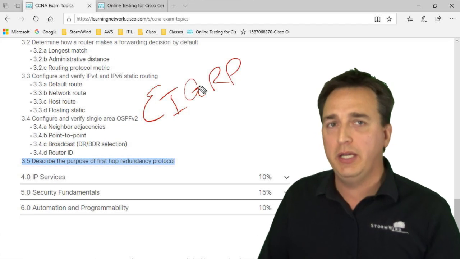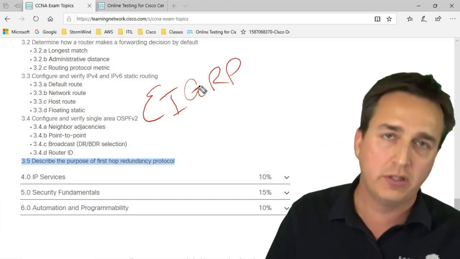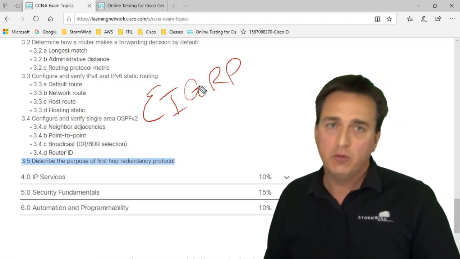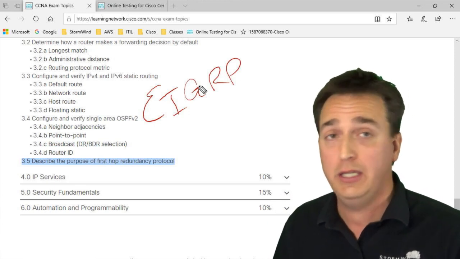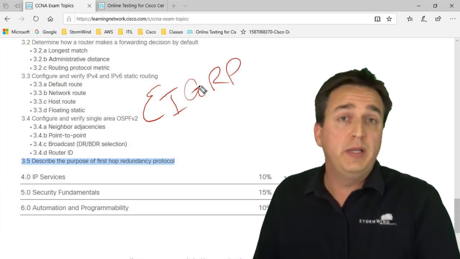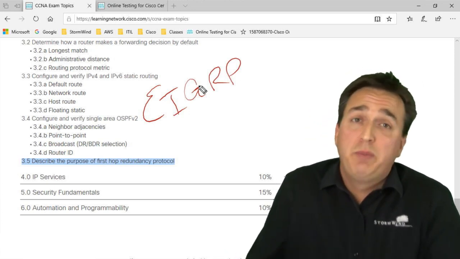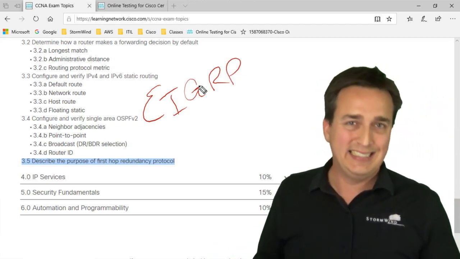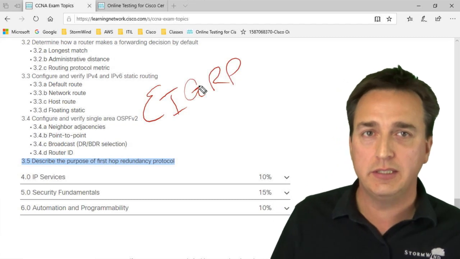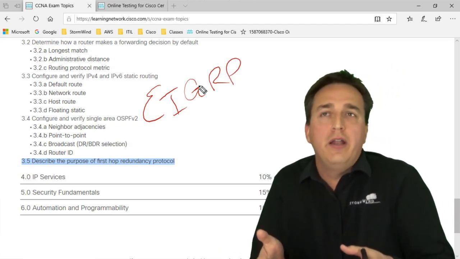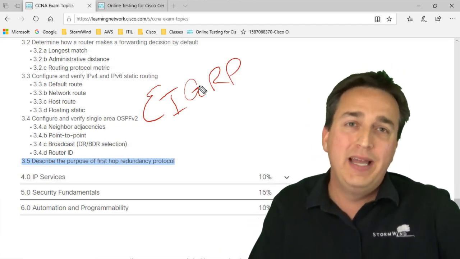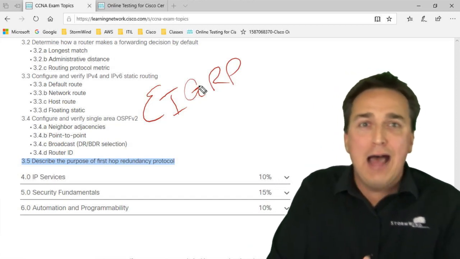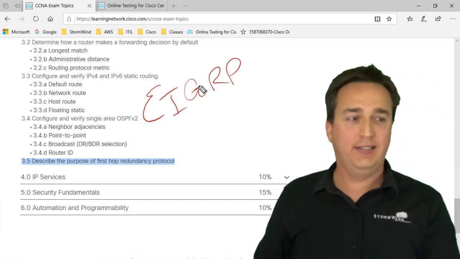For example, EIGRP can do unequal metric load balancing as well as equal metric load balancing, where OSPF can only do equal metric load balancing. With OSPF, metric is defined as cost, but with EIGRP, we're dealing with something known as the feasible distance. That's right, and the feasible distance is going to be determined based on values that come from a neighboring device that advertises to us an advertised distance.